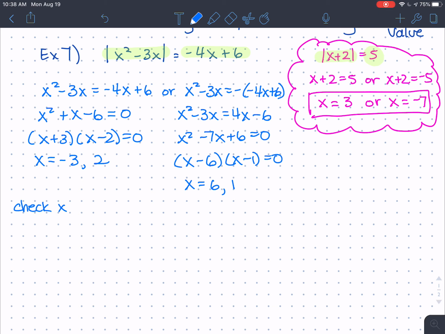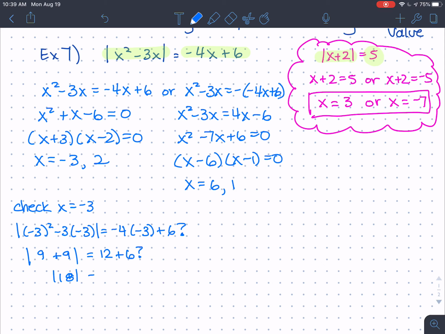And if we check x equals negative 3, remember, always go back into the original equation, so I'm going to go back into that. I have the absolute value of negative 3 squared minus 3 times negative 3 equals negative 4 times negative 3 plus 6. I'm going to have the absolute value of 9 plus 9. Will that equal 12 plus 6? I should put my question marks. Does the absolute value of 18 equal 18? Why, yes. Yes, it does. So x equals negative 3 works.